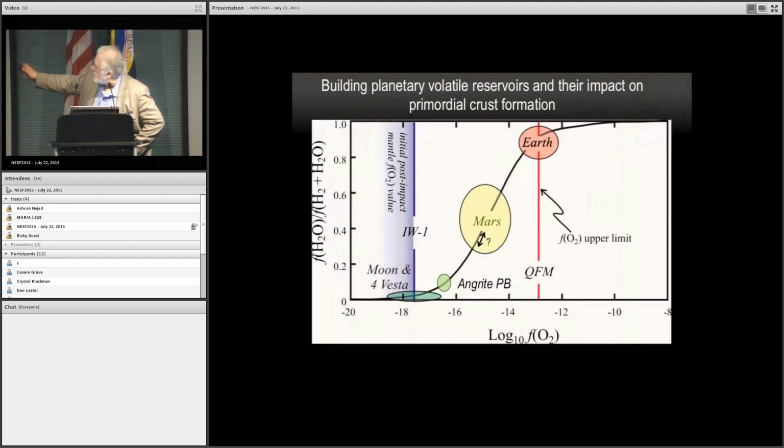And so this diagram just illustrates some of the differences in this volatile ratio. And again, this is the fugacity of H2O to the ratio here. This again shows that at low FO2s, it's dominated by H2, and until we get into Mars and Earth, those systems are dominated by H2O.